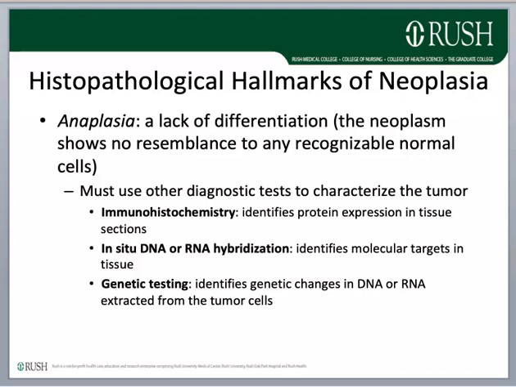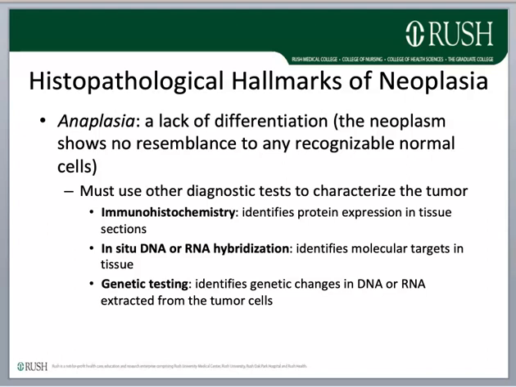You can use in situ DNA or RNA hybridization to identify molecular targets that are associated with a diagnostic tumor type. And similarly, you can do genetic testing on DNA or RNA that's extracted from tumor cells to identify specific genetic changes that may be associated with a particular tumor type.